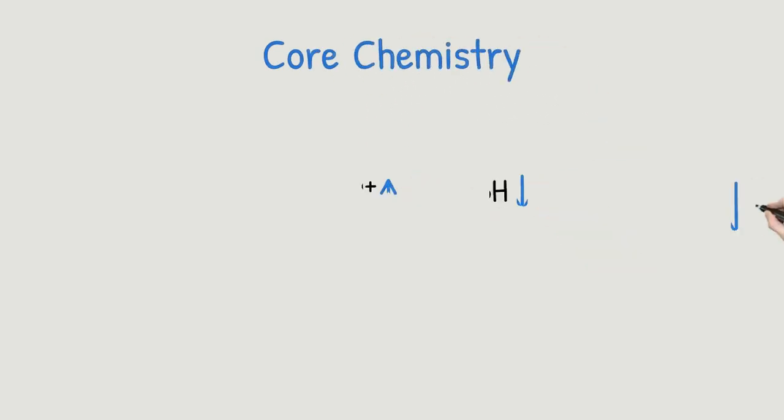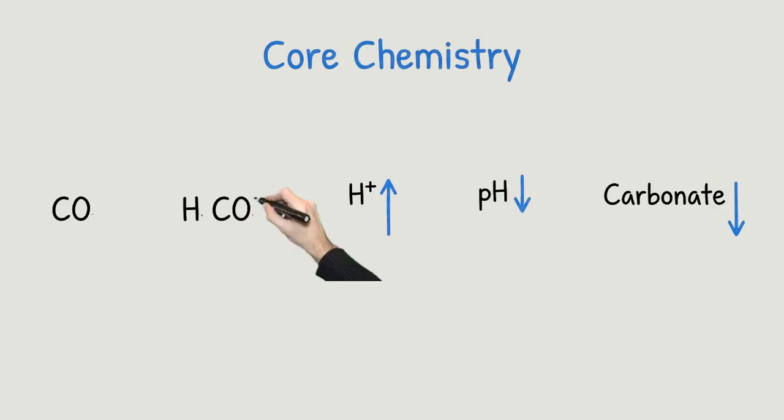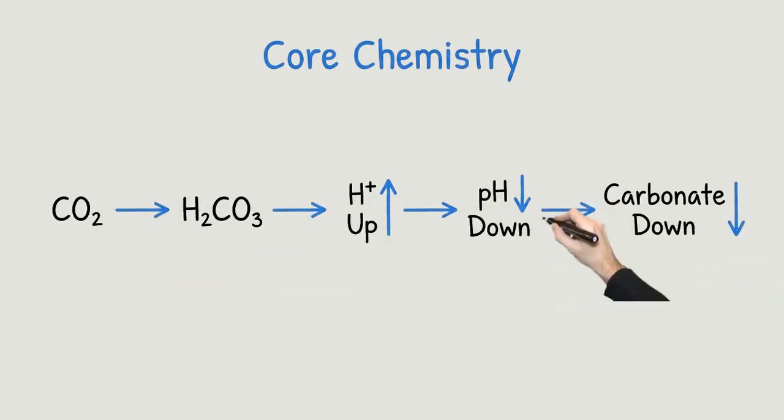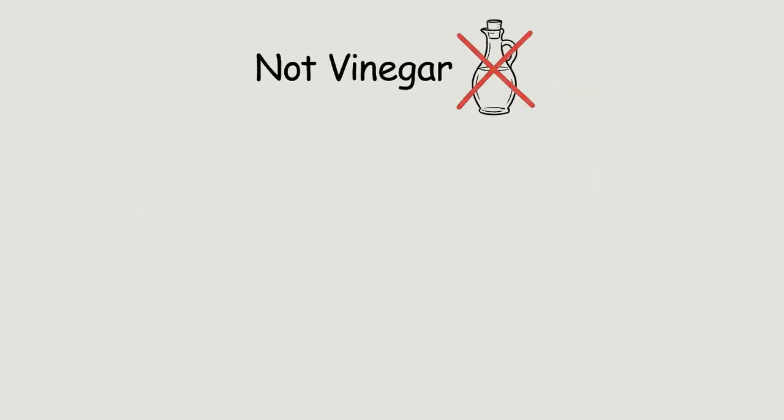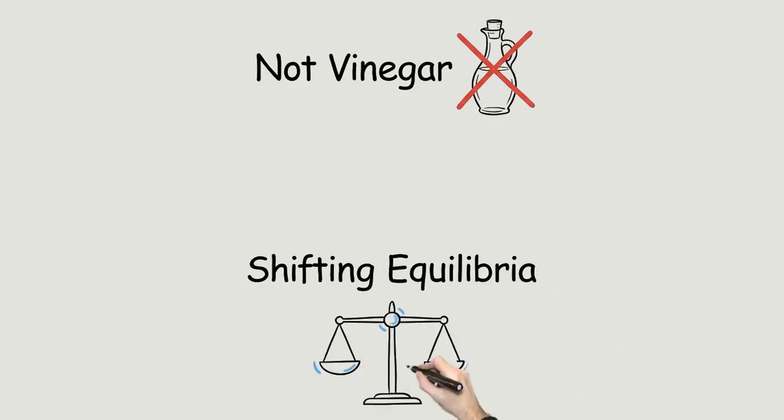So the core chemistry is simple and unavoidable. CO2 dissolves, forms carbonic acid, increases hydrogen ions, lowers pH, and converts carbonate into bicarbonate. Ocean acidification is not about making the ocean acidic like vinegar. It's about shifting equilibria in a way that quietly but profoundly changes seawater chemistry.